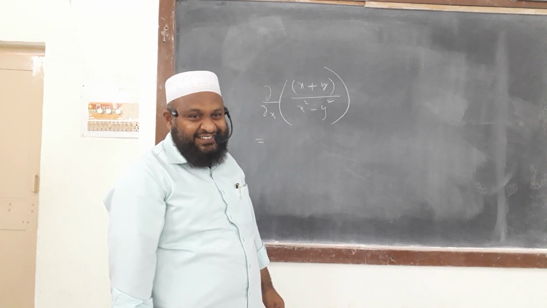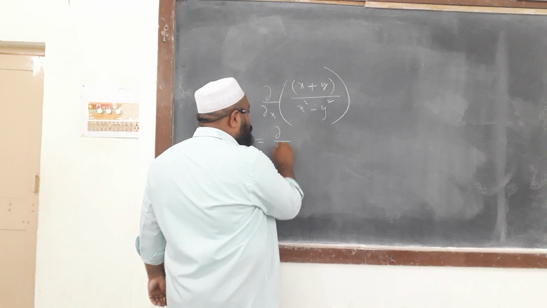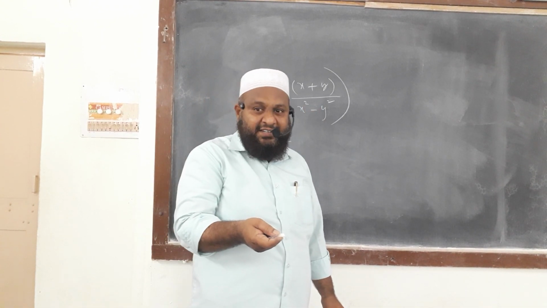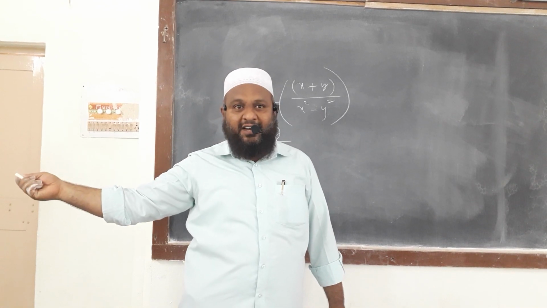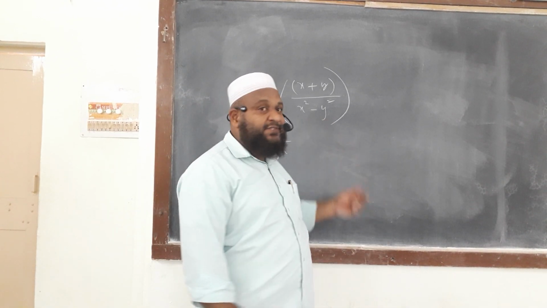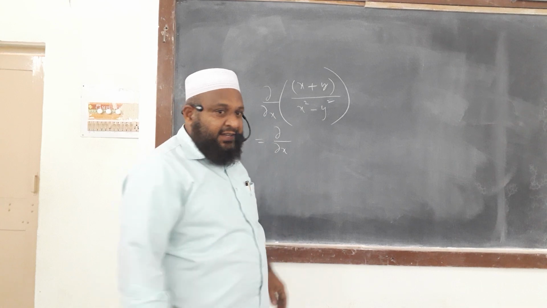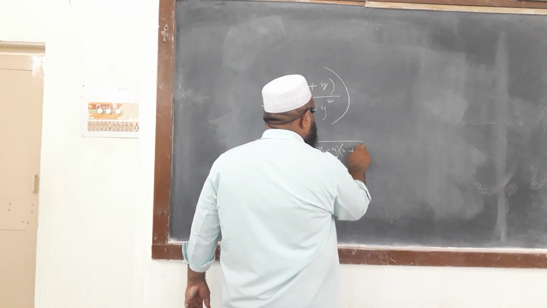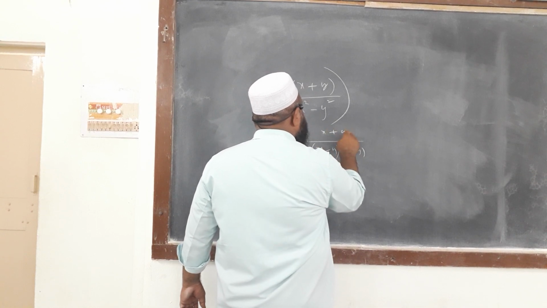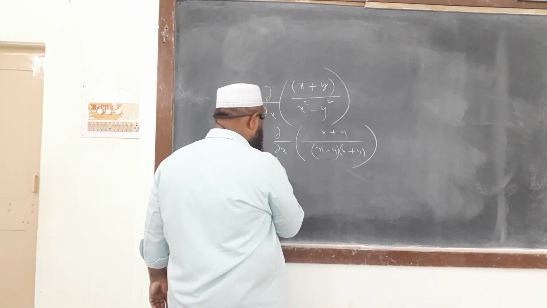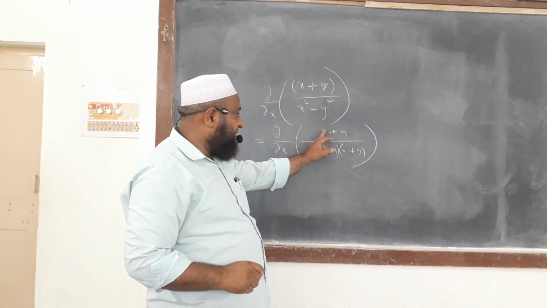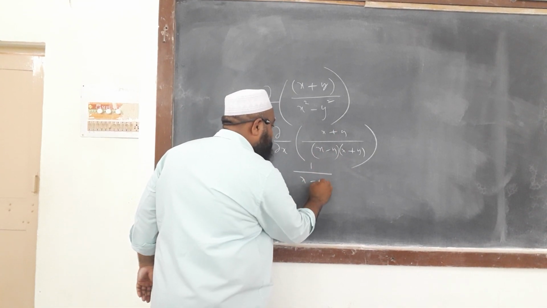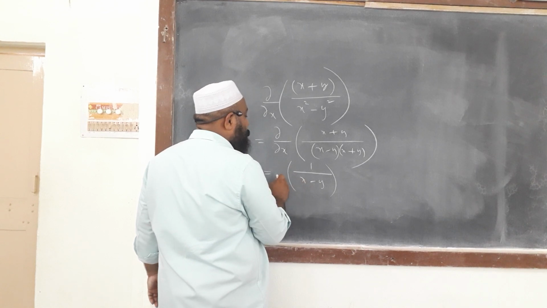Good. Very good. So that is not straightforward appearing. But in previous level you know that x square minus y square can be written as x minus y into x plus y. And it is x plus y. Then this x plus y gets cancelled. We are left over with 1 by x minus y.